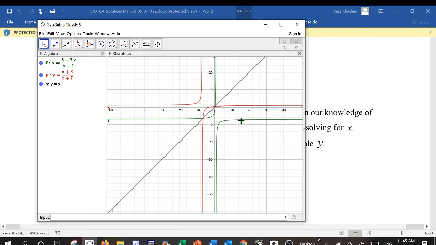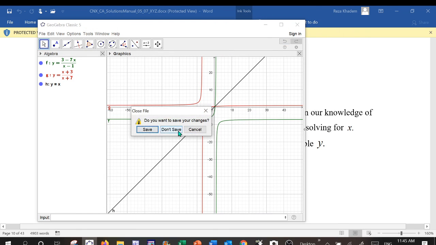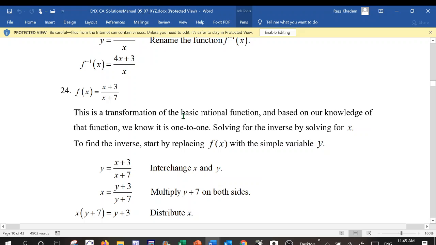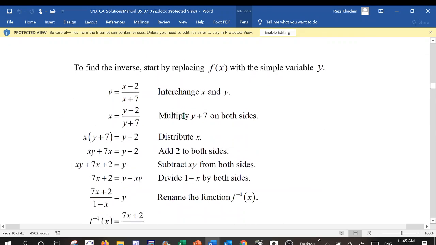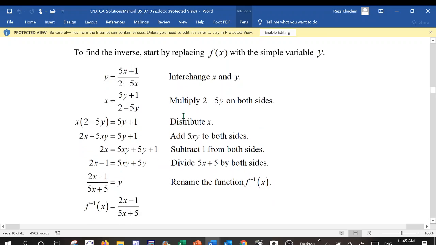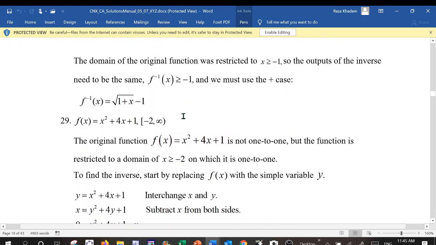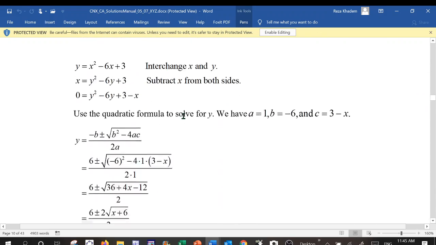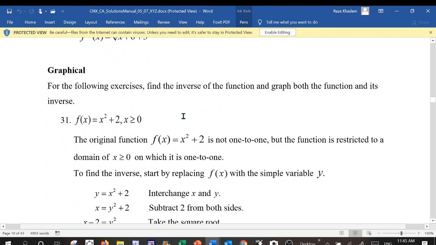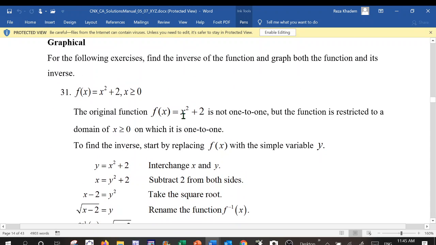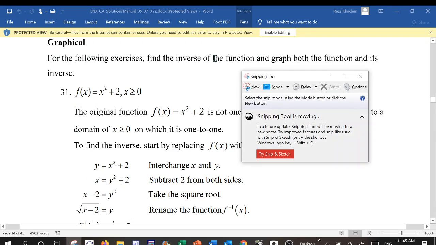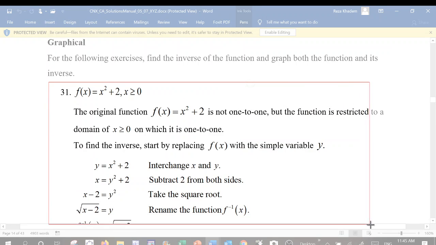All right. So that was number 24. So let's do one more. For the following, find the inverse of the function and graph the function and its inverse. Well, we talked about these already, so that's another one of those, so we can quickly do it. Now we know how to do these.